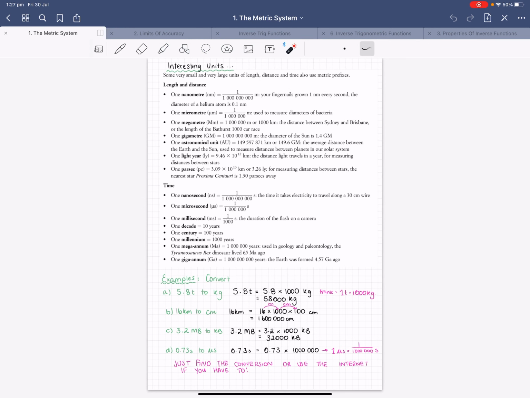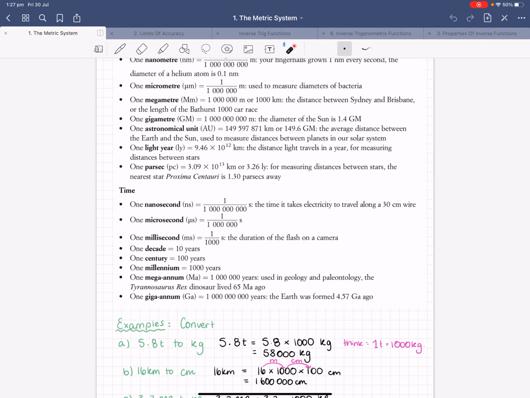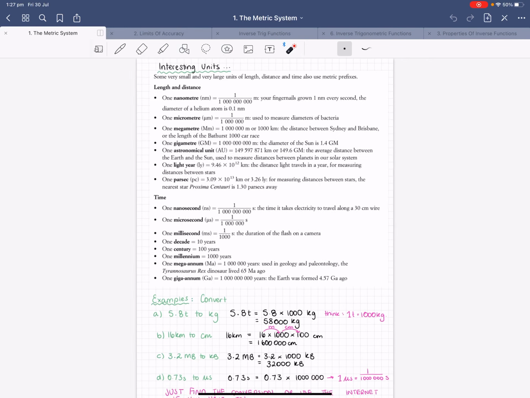So good luck with it, and don't stress, because if you can't find the conversion, I will allow you to use Google. We have this thing called the internet these days that literally allows you to do the conversions for you. In a test, obviously, it's not going to be, oh, convert parseconds to kilometers, right? No, I won't do that to you.